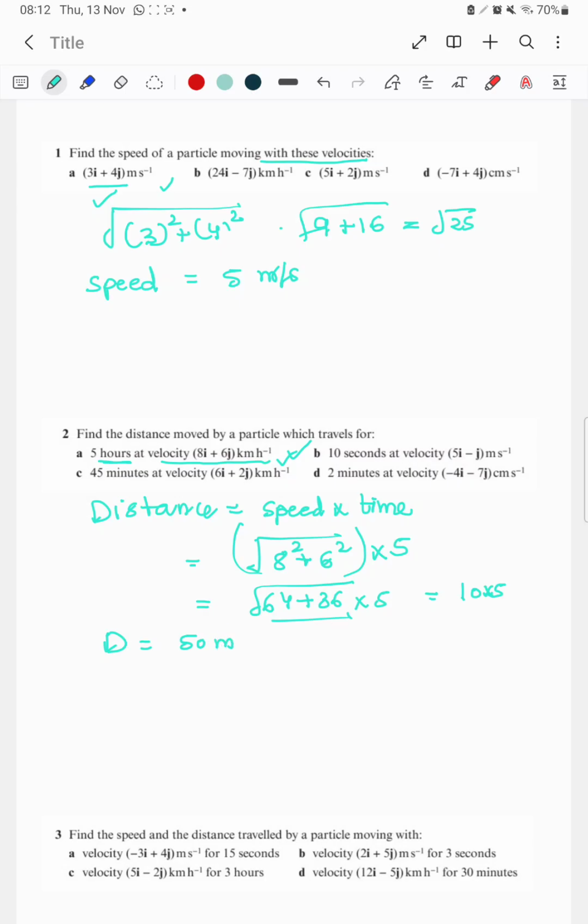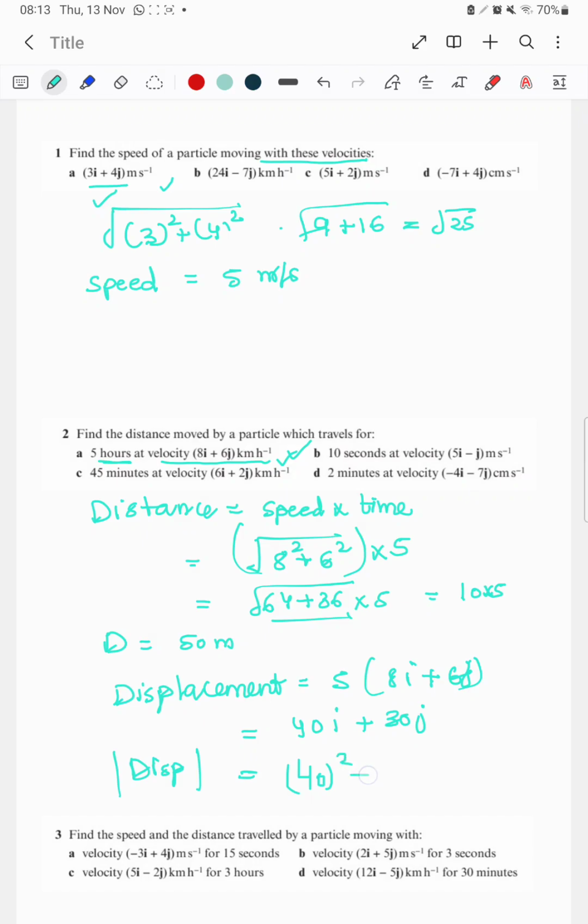Second way is, we will first find the displacement. When we find displacement, that is equal to the time multiplied by the velocity vector, which is 8i plus 6j. So this is going to be 5 times 8, which is 40i, plus 5 times 6, 30, so 30j. Now if I find out the magnitude of displacement, then it is equal to 40 squared plus 30 squared and square root of that, and that is equivalent to the same 50 kilometers.